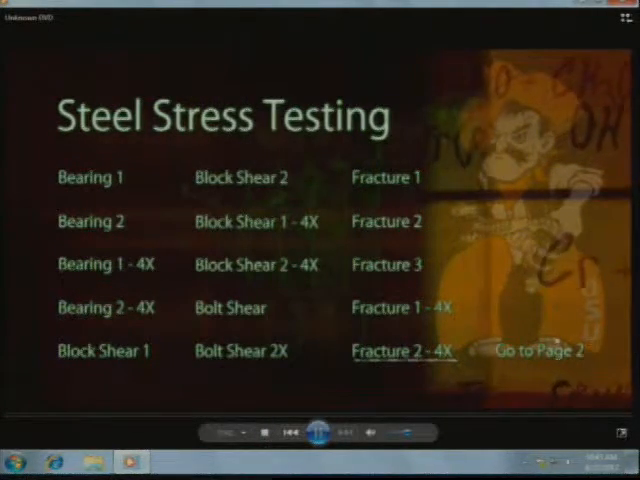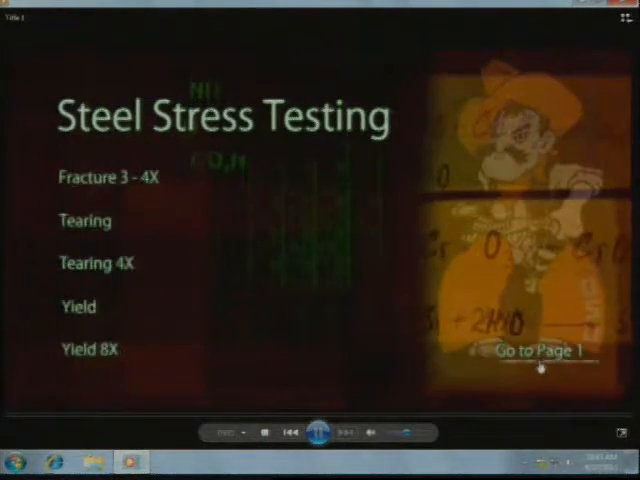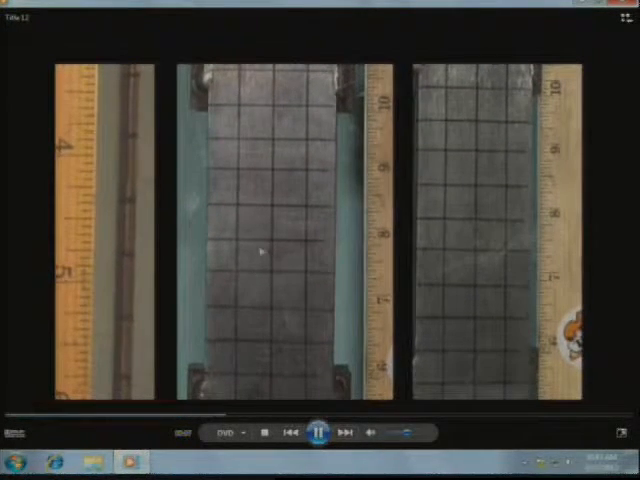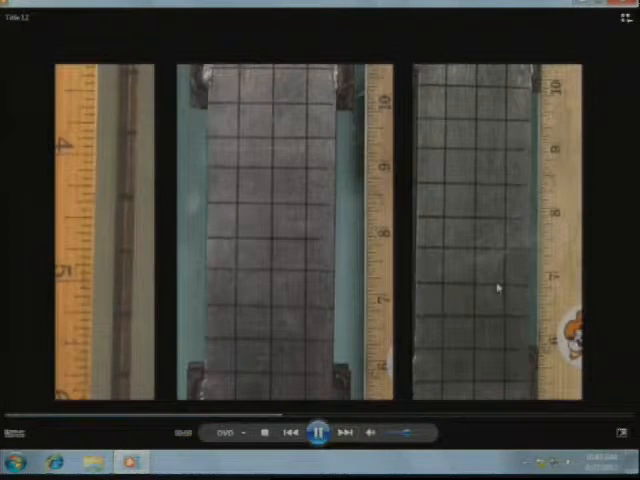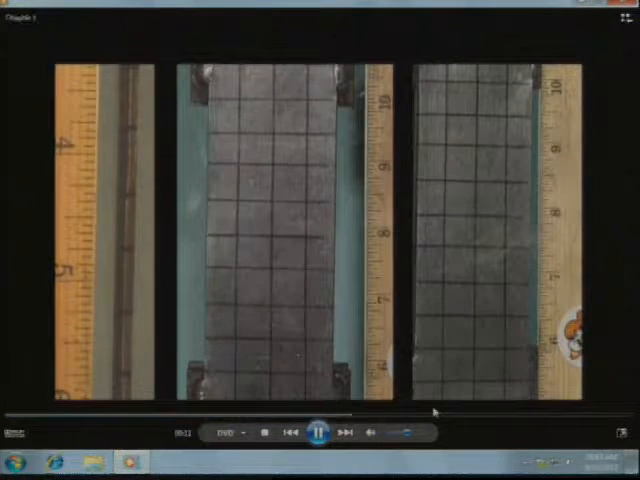Well, it's because we've been talking about these things. Why don't we look at yielding, for example? This is 8 times the normal speed. We're showing the side view, the front view. This is supposed to be a diagonal view. This is showing the middle of the member.